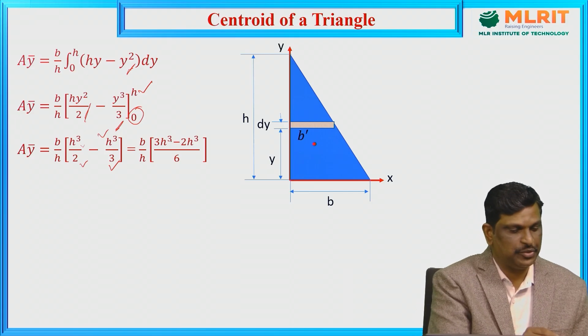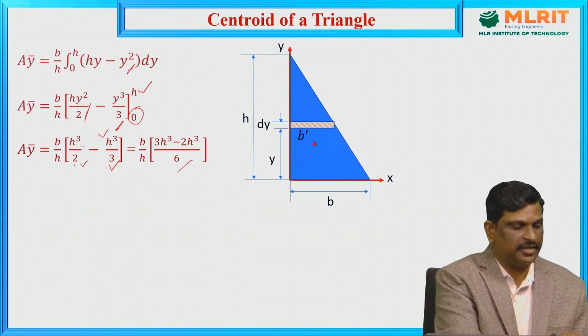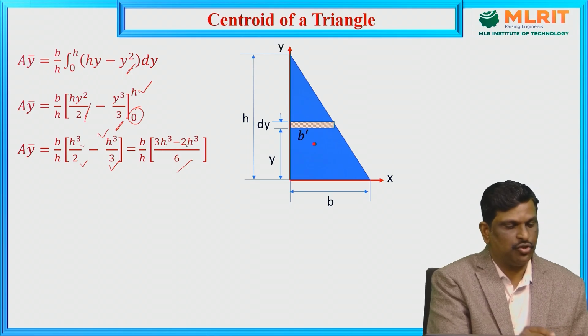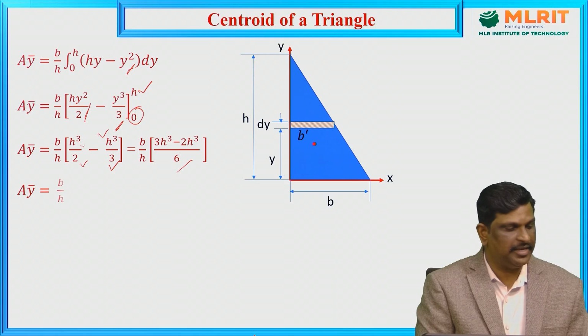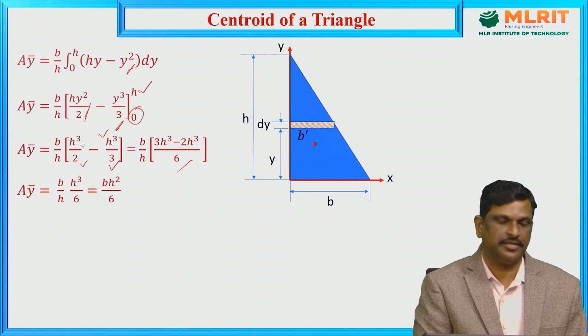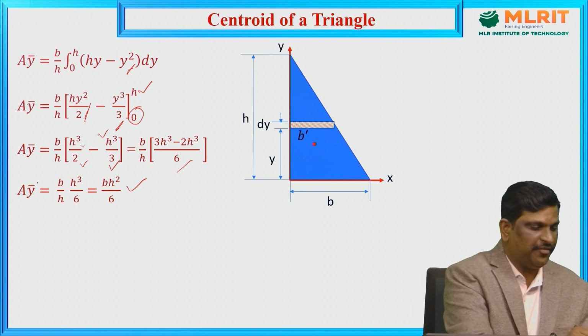B by H into 3H cube minus 2H cube by 6. LCM is taken. So 3H cube minus 2H cube by 6, which is nothing but B by H into H cube by 6, which is equal to BH square by 6. This is A y bar.